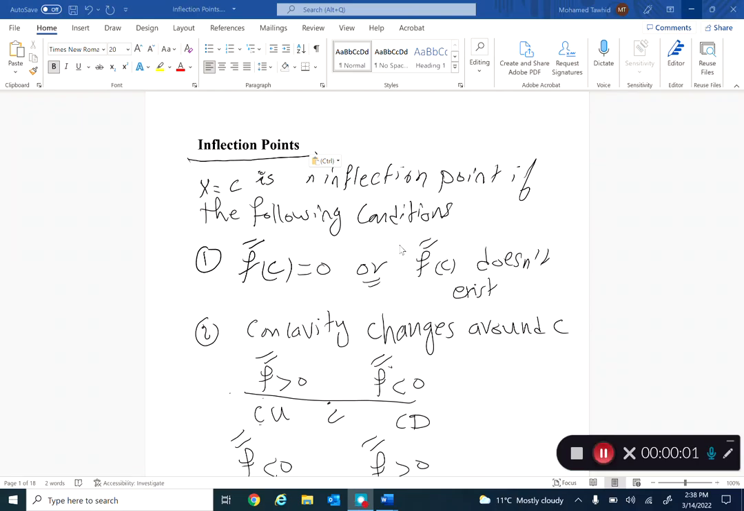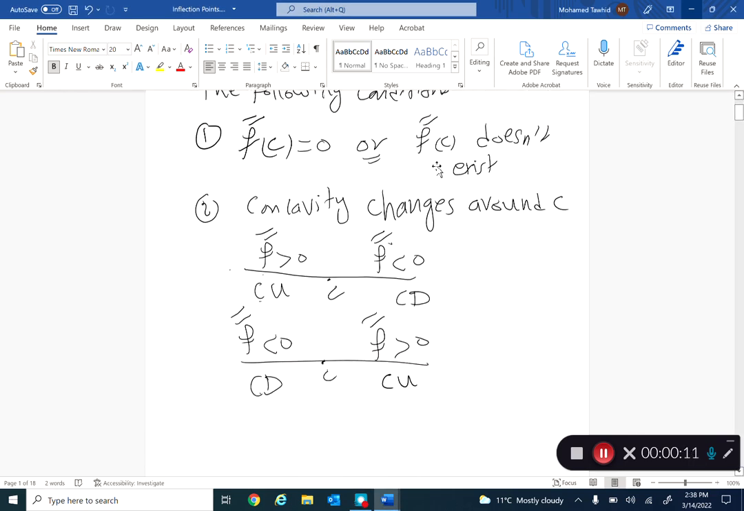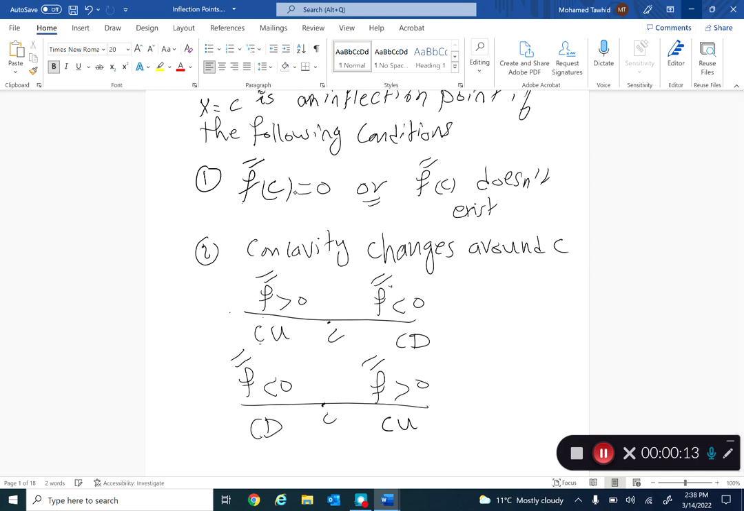So here we are going to have today's topic: the inflection point. So x equals c is an inflection point if you have the following conditions. Condition number one, the second derivative at c is 0 or does not exist.